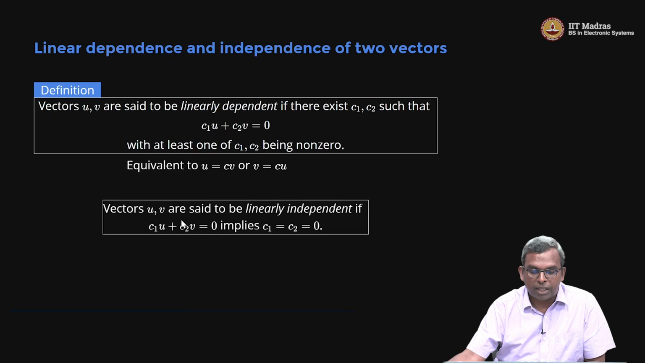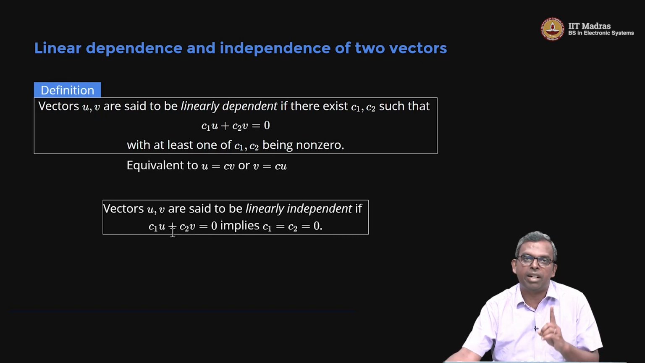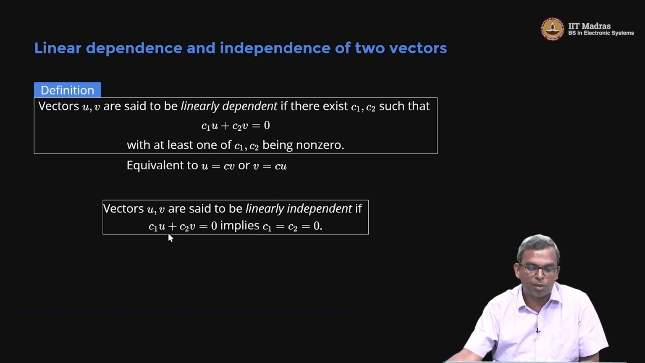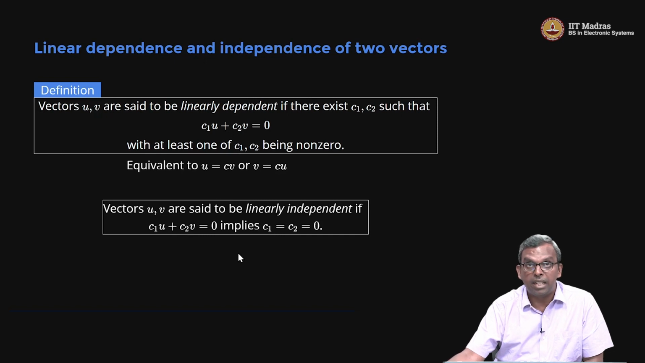Okay, vectors UV are said to be linearly independent if a linear combination of UV being 0 implies C1 and C2 are 0. So the only way to get 0 as a linear combination of UV is the trivial way, which is basically 0 times U plus 0 times V. That will always give you 0, and that is a trivial way to get it, and there is no other linear combination that gives you 0. So that is linearly independent.